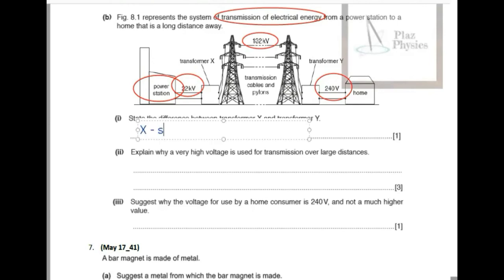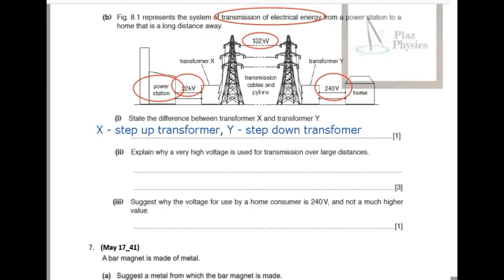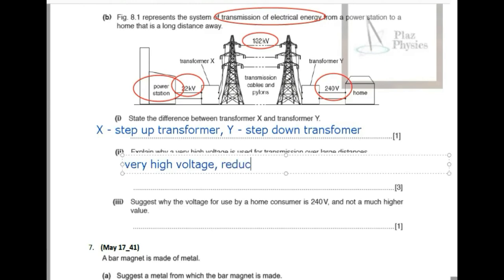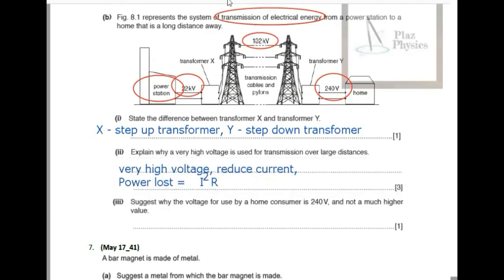You see X, the voltage goes from 22 to 130. So your X is a step up transformer. It makes the voltage higher, 100 kilovolt. So it's very, very large. So when it goes to our house, we need to make it smaller, 240 volt. Then why do we need very high voltage? Okay, this is the reason. When the voltage is very high, it will reduce the current. When the current is reduced, your power loss equals I squared R. So your current reduces, power loss also reduces.